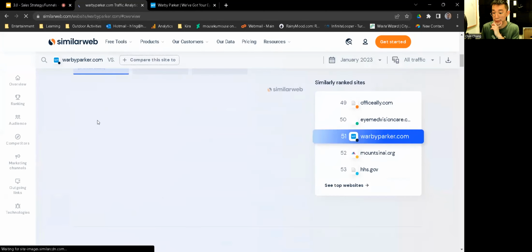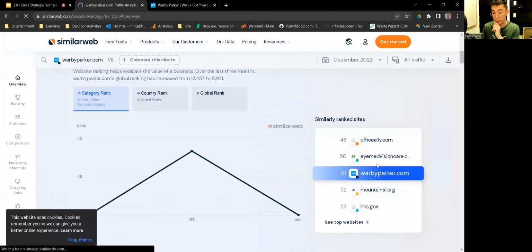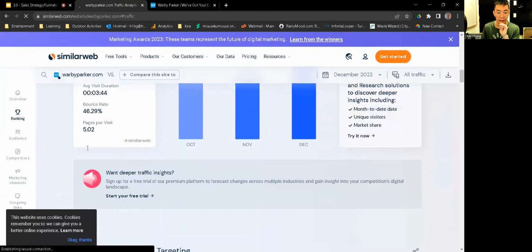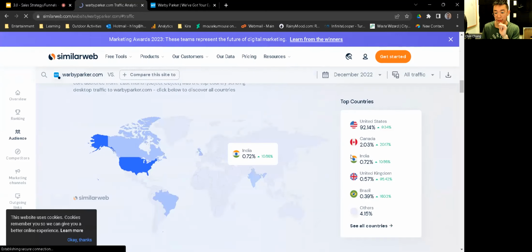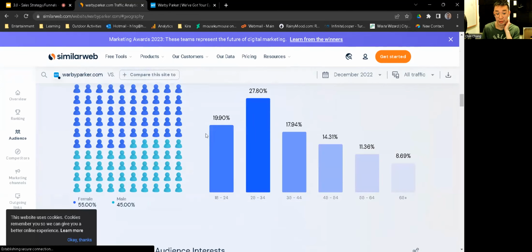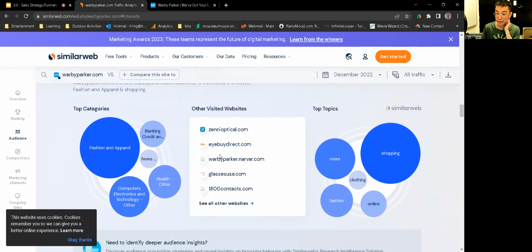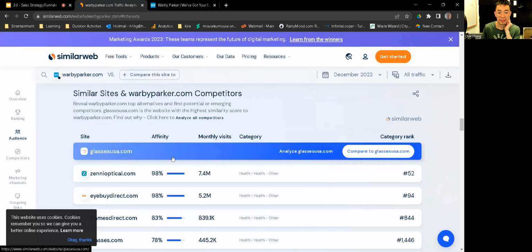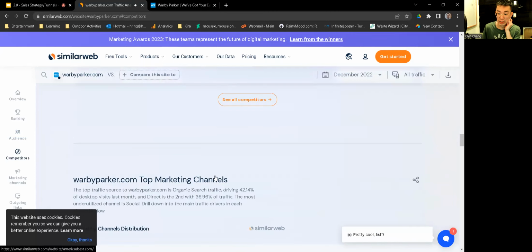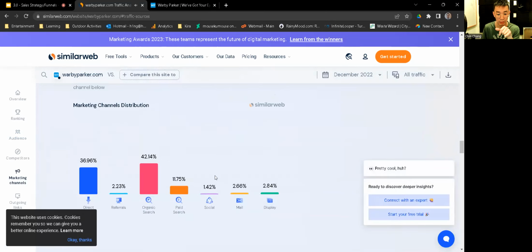But here you can see similar sites. You can also look at other competitors. It shows you their traffic. It shows you where the traffic is coming from. It shows you what their audience demographic looks like. You can see audience interest, keywords. If they have competitors, this will be displayed here. You can even see ads as well. I don't know if you need a paid account to do that, but let's take a look.